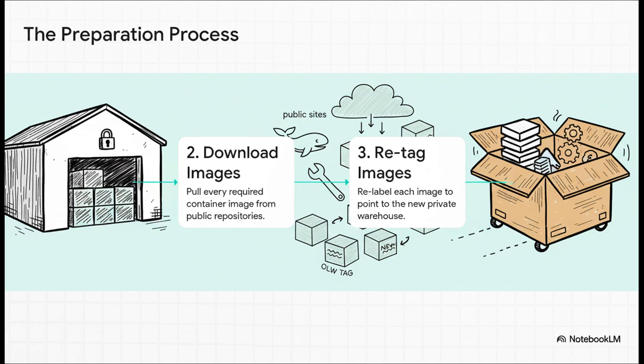First, we set up what's called a private Docker registry. Just think of this as our own private warehouse where we're going to store all our software. Second, we go out and download every single container image that SOAR needs. Third, and this is key, we relabel all those images so they point to our new private warehouse address. And finally, we package it all up, the whole shebang, ready for the big move.